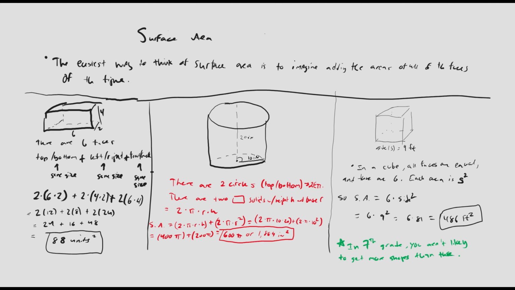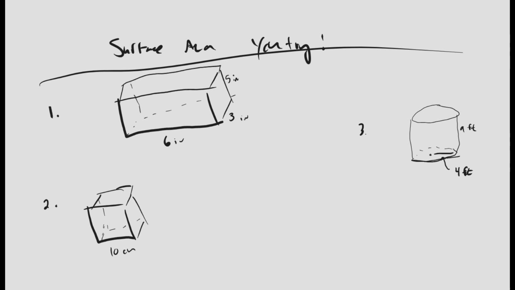And lastly, we got a cube. Well, a cube just has 9 feet sides all the way around, so if I'm thinking about surface area, it's just 6 times the side squared. 6 times 9 squared, 6 times 81 in that particular case, which makes 486 square feet. In the 7th grade, which you guys should be in, you'll only encounter those 3 shapes for surface area.